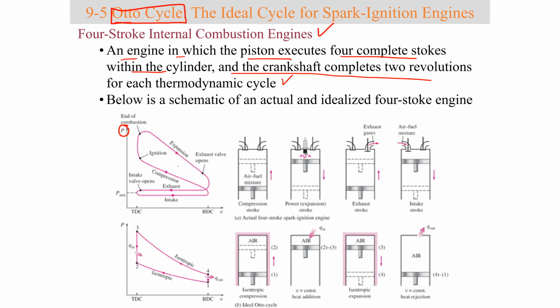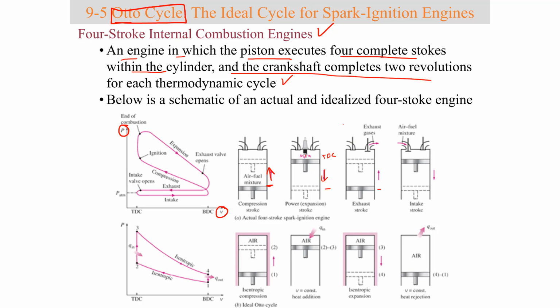So let's look at a pressure versus volume diagram. We'll start with the piston in bottom dead center, right? It goes up to compress the air-fuel mixture with both the intake and the exhaust valve closed. Once it is in top dead center, there's a spark that ignites the air-fuel mixture, which pushes the piston back to bottom dead center.